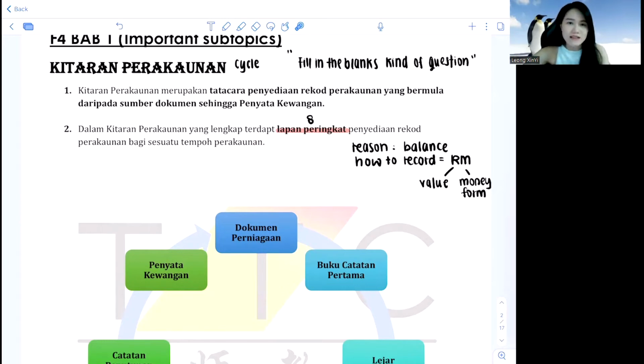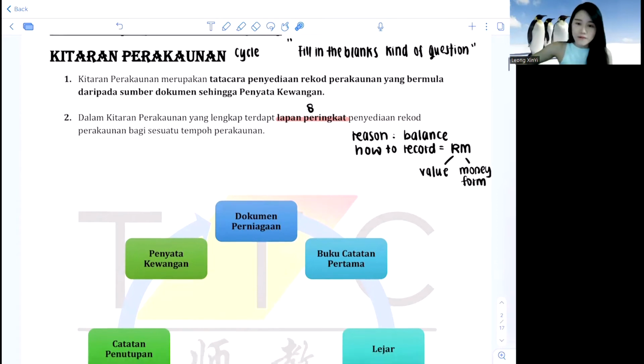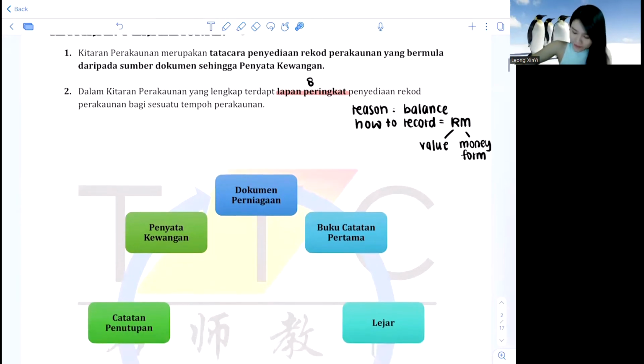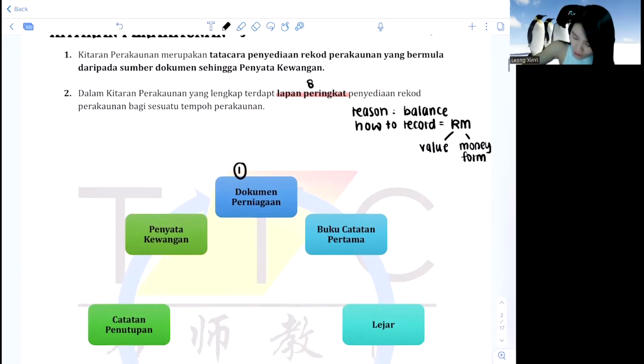So every single item must be in details, of course. So I know that where your money goes to and why your money is coming in, and as well as how did we obtain the item. This will all be recorded into the books. Okay, so starting from our first stage of the cycle, which is document perniagaan. So document perniagaan will be used as a form of receipt. So why do we receive receipts? Actually, is as a proof of transaction.